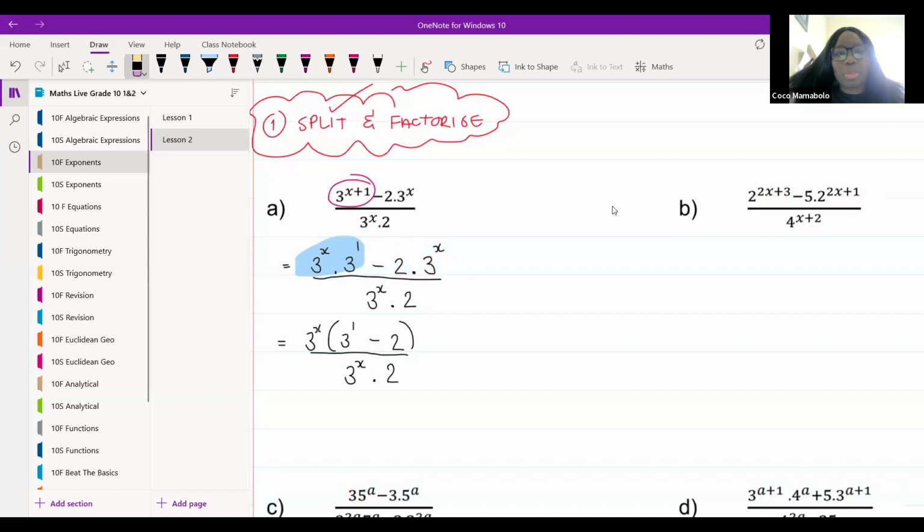Remember, this is an algebraic fraction. Now, do I see anything common on the top and on the bottom that I can cancel? The 3 to the power of x, exactly. So I can cancel. What I now have left is just the numbers. I know that 3 to the power of 1 is just 3. So on the top, I've got 3 minus 2 over 2. And then I just have to do the simple math. 3 minus 2 is going to give me 1 over 2 at the bottom. So my final answer is half.